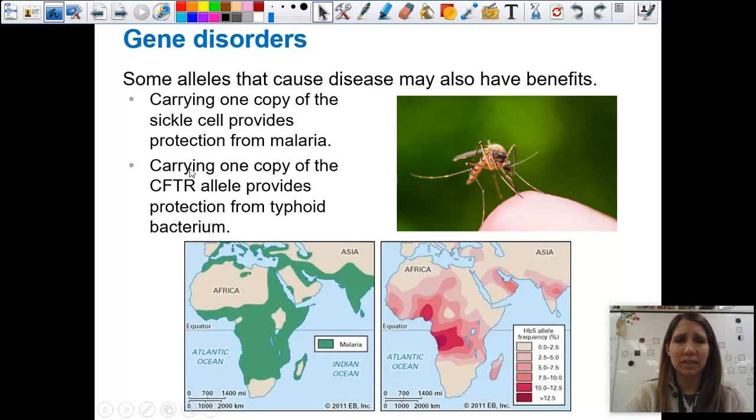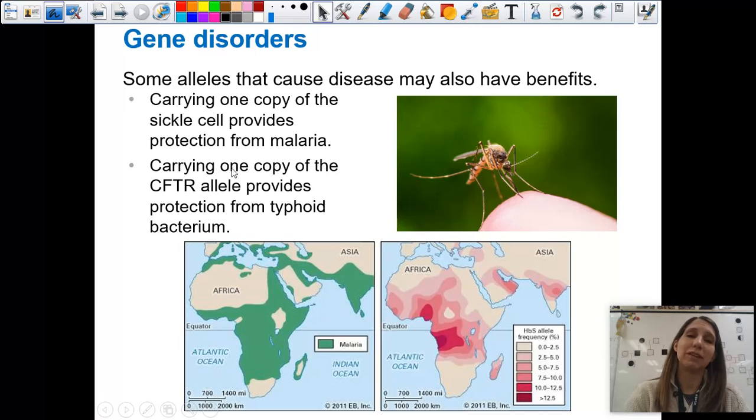Same thing about this. CFTR, by the way, is the allele that is mutated when someone has cystic fibrosis, okay? So cystic fibrosis transporter is what that stands for. We've also identified that if you carry 1 copy of that allele, that mutated gene that normally causes cystic fibrosis, if you are a carrier of that, then that protects you from typhoid fever, which is caused by a bacterial cell that can make you very, very ill.